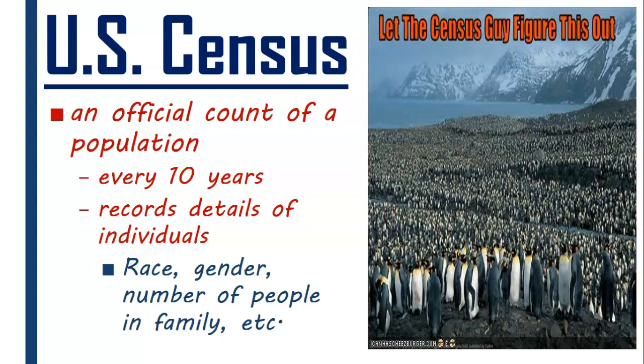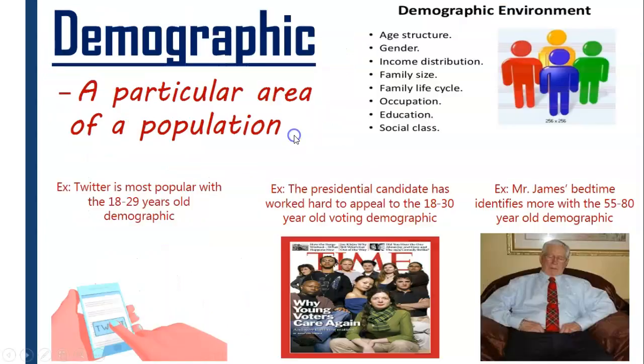It records the details of individuals in households, race, gender, number of people in the family, and more, usually income as well. This is to give the U.S. government an idea of population and demographics, how many white people are in America, how many black people, how many males, how many females, what's the average income in this area and that area. So it is important, and it's done every 10 years. Now, we just had one in 2020, but we don't have that data yet. They're still calculating all of it. But by next year, we'll have data from the 2020 census.